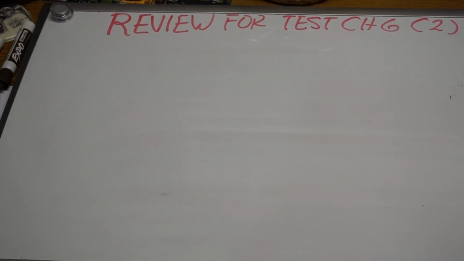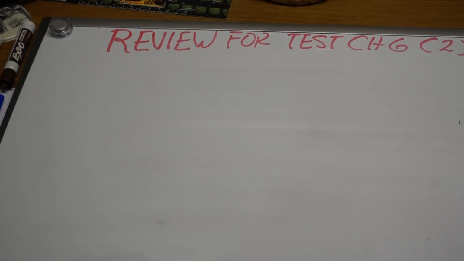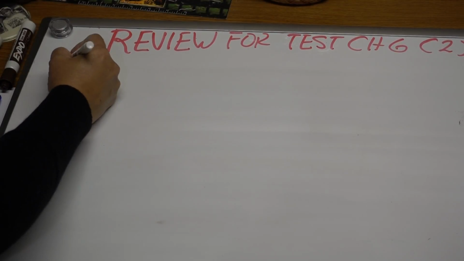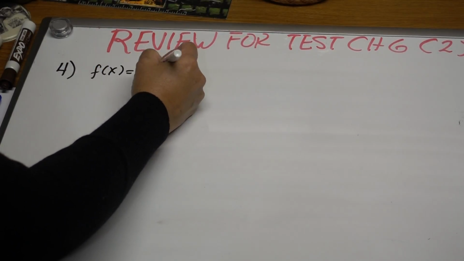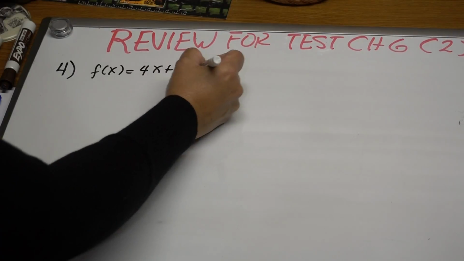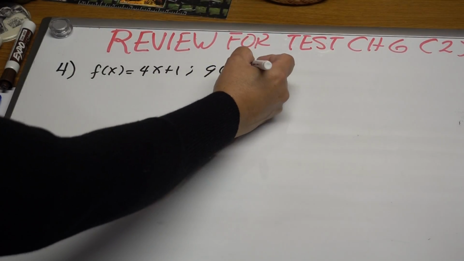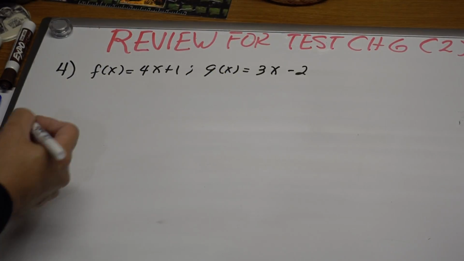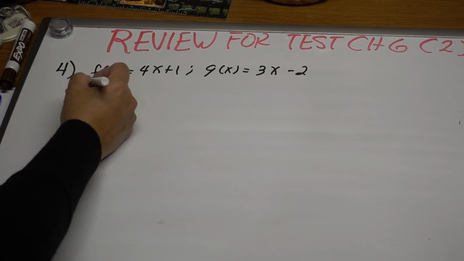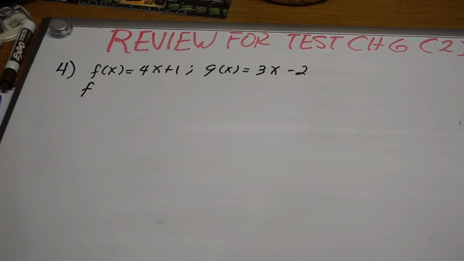We continue with problem number 4. This is division of two functions. Number 4: f of x equals 4x plus 1, and g of x equals 3x minus 2. Find f over g of x.